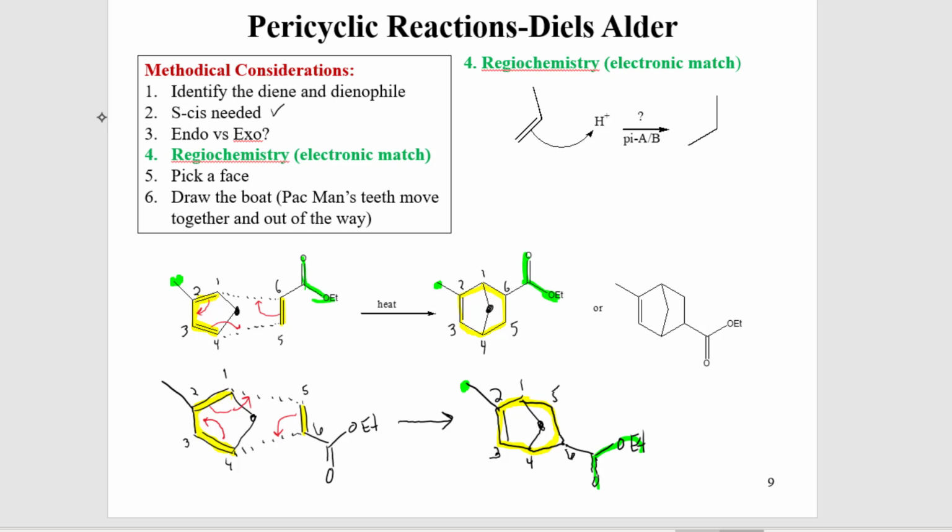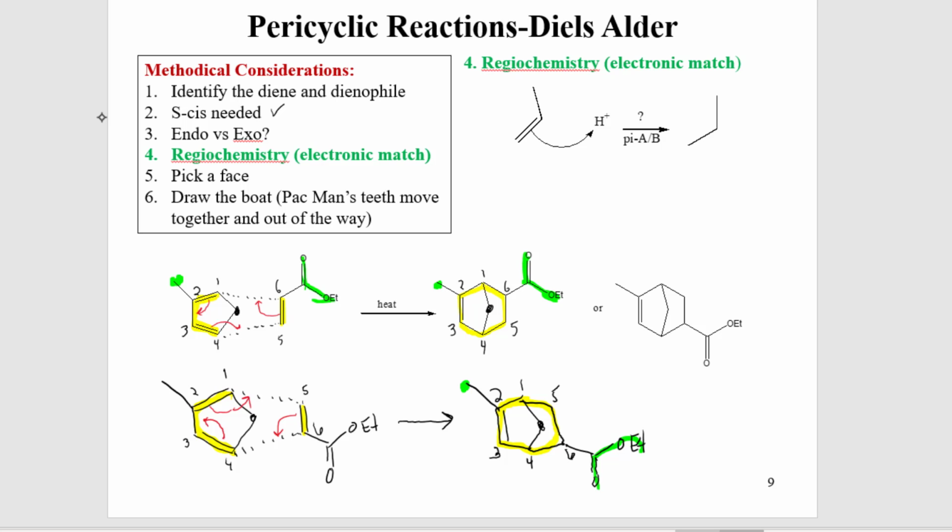Right, and that's what I drew over on the side here. Okay, so really, there's two possible ways I could have done this. Which one is the one that I'm going to form? I don't really know. All right, so we've got to figure out regiochemistry. That's what this problem is.